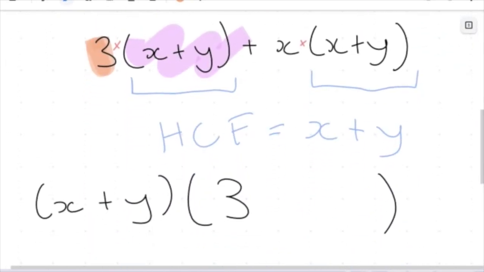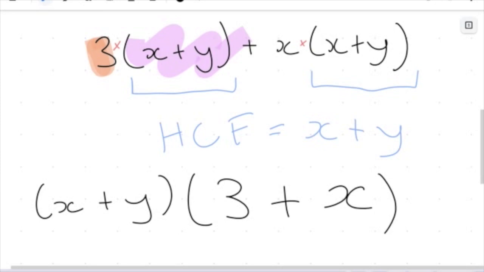Here I've gone, the highest common factor is x plus y. What was it multiplied by to give me 3 outside of x plus y, or 3 times x plus y? So that thing there is a 3. Similarly, for this next term, my x plus y, what was that multiplied by to give me x times x plus y, or x outside of x plus y? Well, that thing was just an x here.